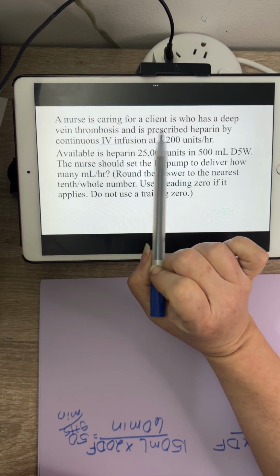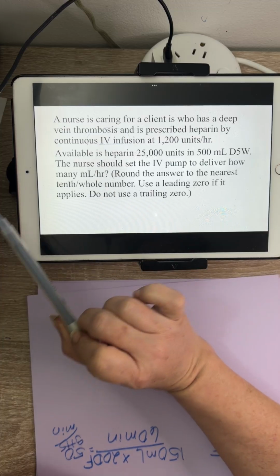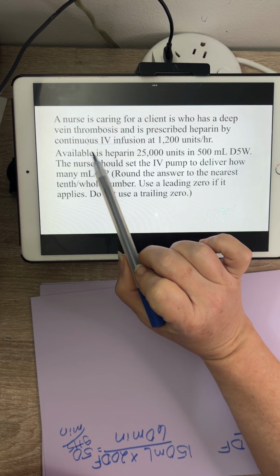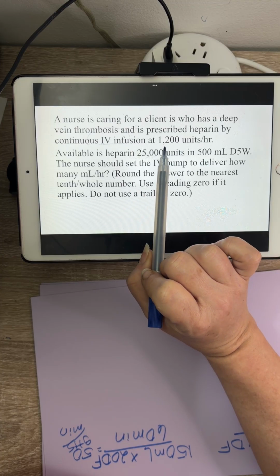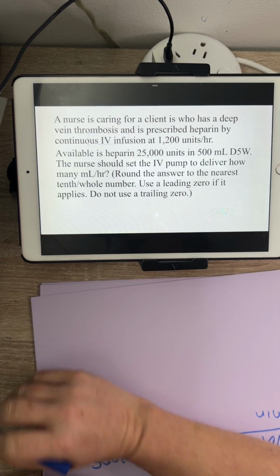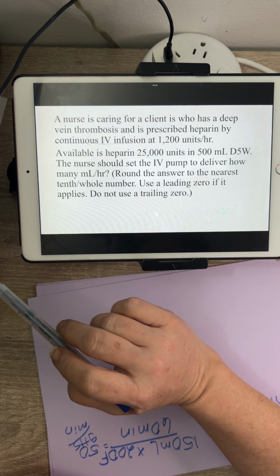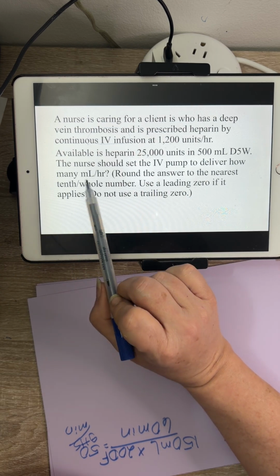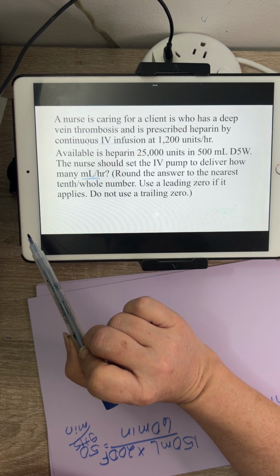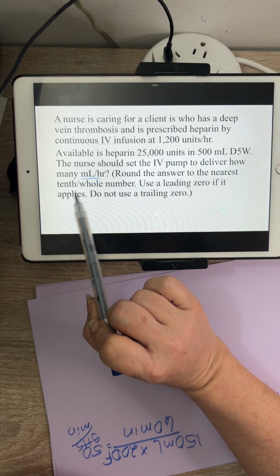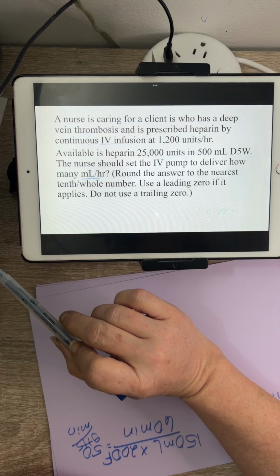Okay, a nurse is caring for a client who has a deep vein thrombosis and is prescribed heparin therapy by continuous infusion at 1,200 units per hour. And then you have available 25,000 units in 500 milliliters. And they want to know milliliters per hour. And it says round the answer to the nearest tenth or whole number, okay?